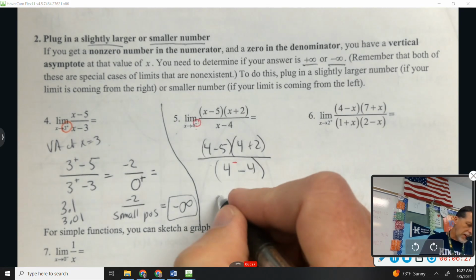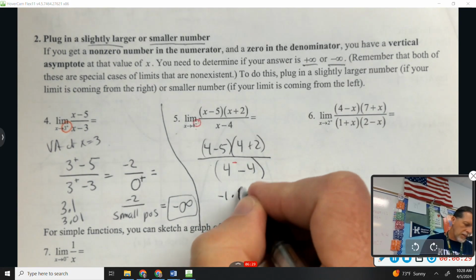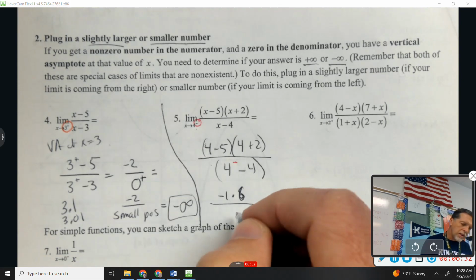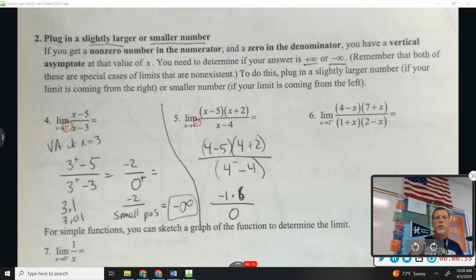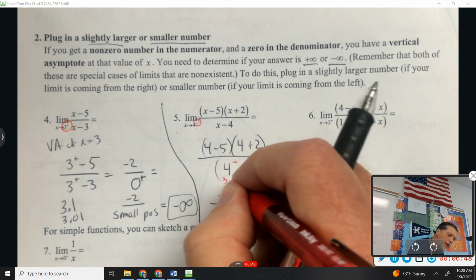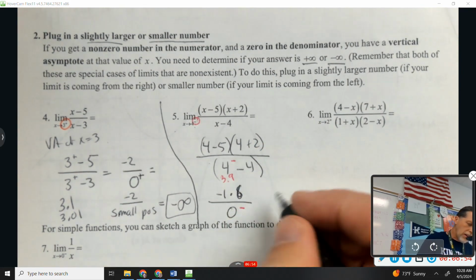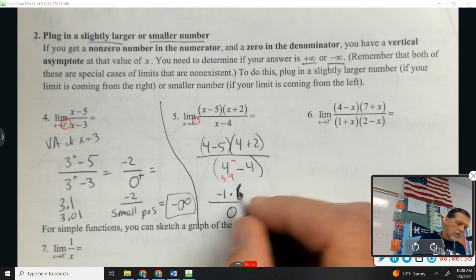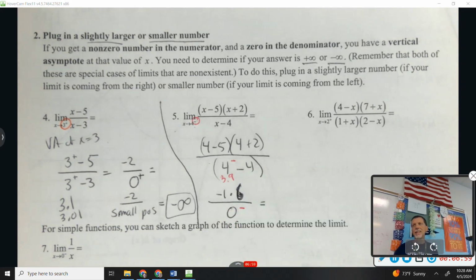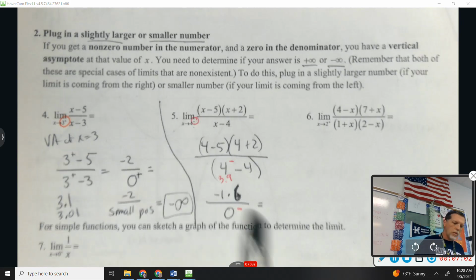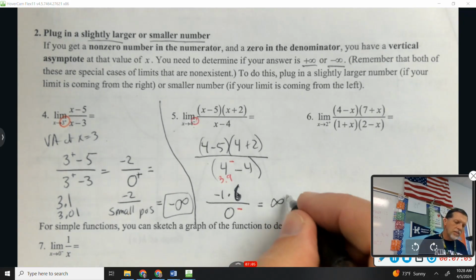So on the top I've got negative 1 times 6. And in the bottom, 4 minus 4 is 0. But which 0 is it? That's a terrible way to phrase that question, because that's not exactly right. Am I a little less than 0 or a little more than 0? A little less, right? Because if I plugged in 3.9 or 3.99, then I'm a little less than 0. So I've got negative 6 divided by something a little less than 0. What am I headed toward? Positive infinity.